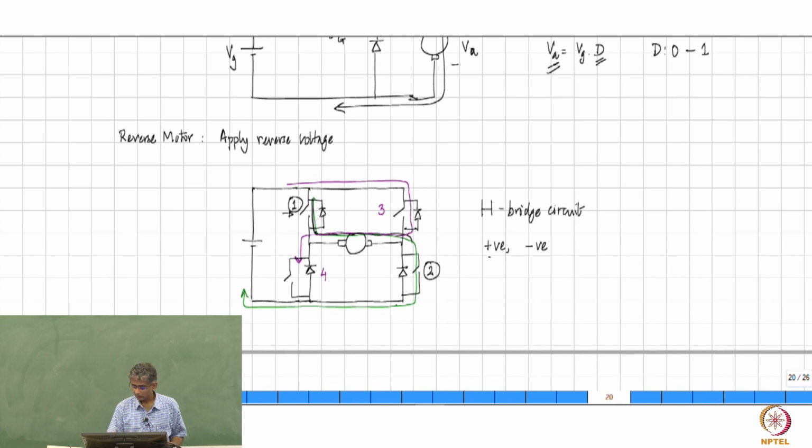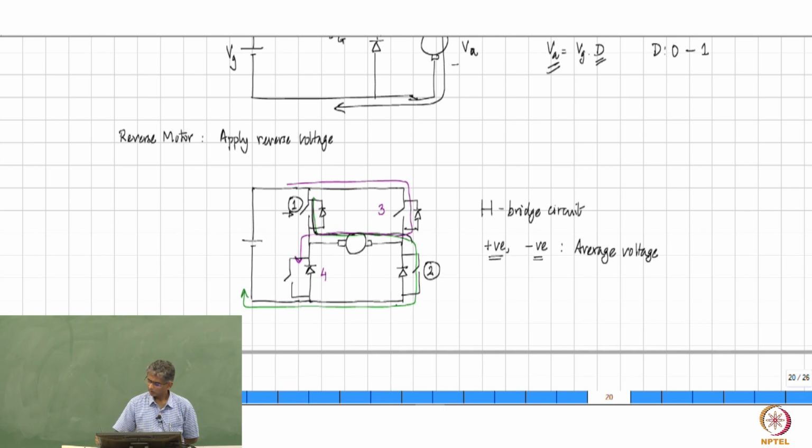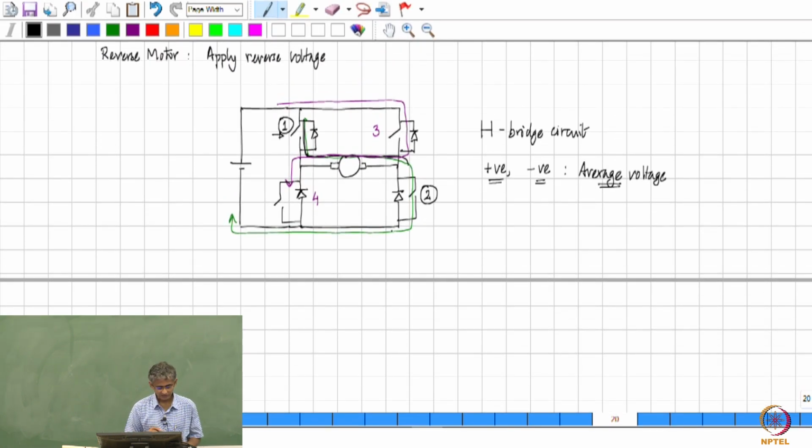When we say you can apply voltages in both directions, what we mean is average voltage across the motor, not the instantaneous voltage. Instantaneous will also be negative, but what is more important is that we need to control the average voltage across the motor. So, it is important to therefore know how you will determine the average voltage and why it will cause reversal of the motor. How is it that it's going to cause reversal of the motor? I think we will see that in the next class. We will stop here.